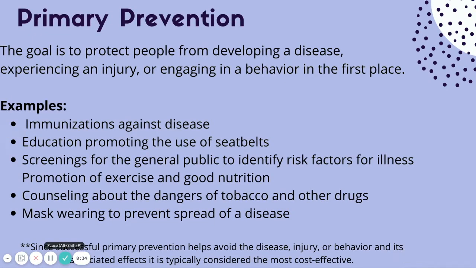Okay, let's start with primary prevention. And remember, primary prevention was that big block at the bottom of the triangle on that continuum. The purpose of primary prevention is to protect people from developing a disease, experiencing an injury, or engaging in a high-risk behavior in the first place.